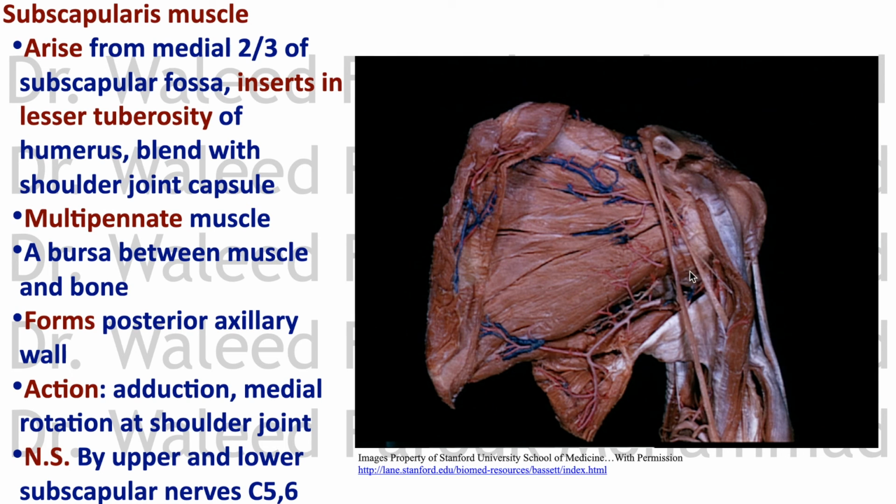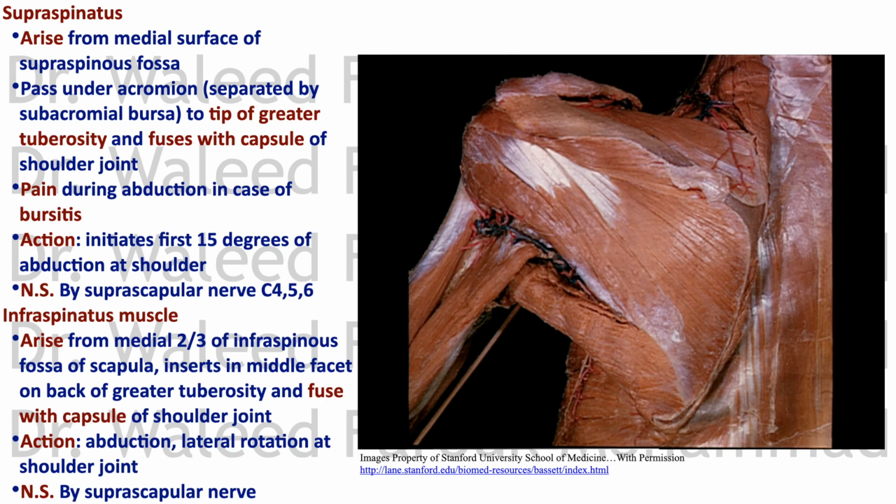The nerve supply by upper and lower subscapular nerves from the posterior cord of the brachial plexus. It's C5 and C6. Supraspinatus muscle arises from the medial surface of supraspinous fossa, passes under the acromion, and there is a bursa between it and the acromion, to the tip of the greater tuberosity and fuses with the capsule of shoulder joint. So it's one of the rotator cuff muscles.